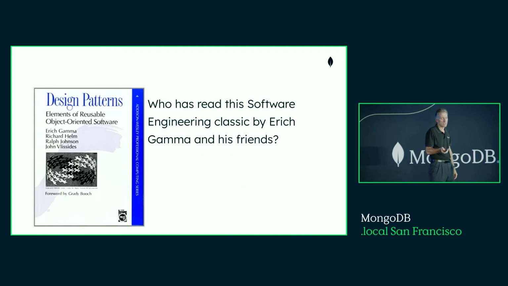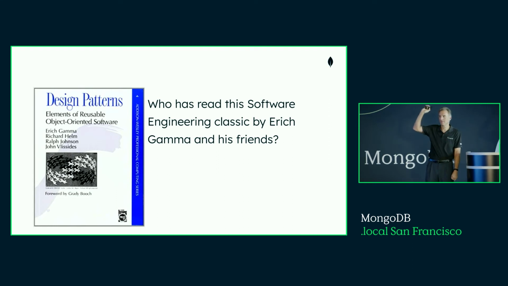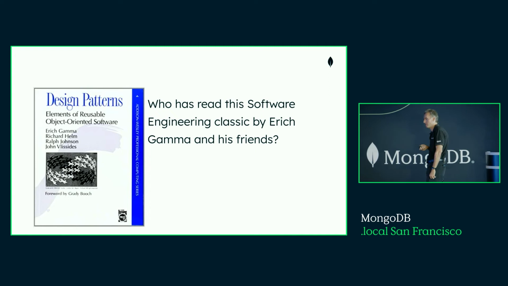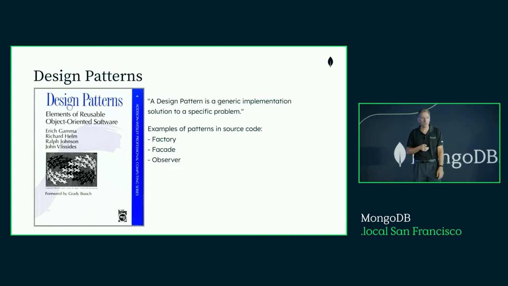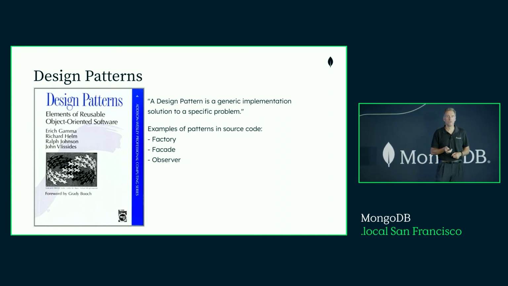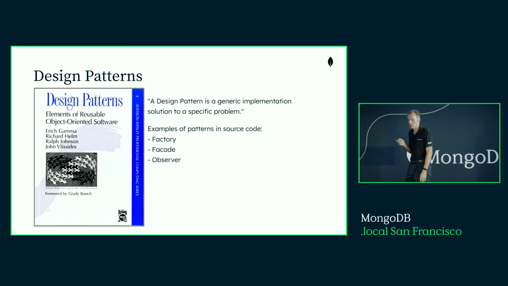So who has read this software engineering classic from Erich Gamma and his friends? The cool thing about this book was not just the fact that they describe all those patterns. The cool thing they did is they created this universal language. So if you were going to go in a room with other architects who've read the same book, you could just reference factory, facade, and they would know exactly what you're talking about. So this is what we're going to be doing.